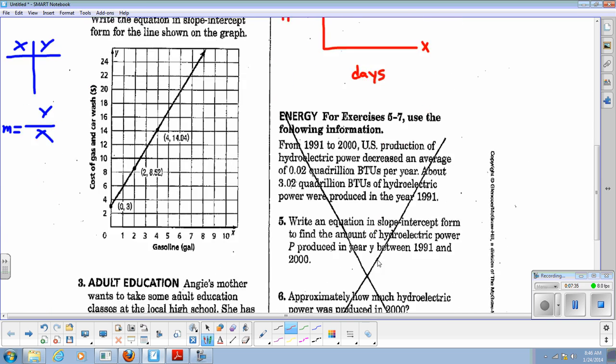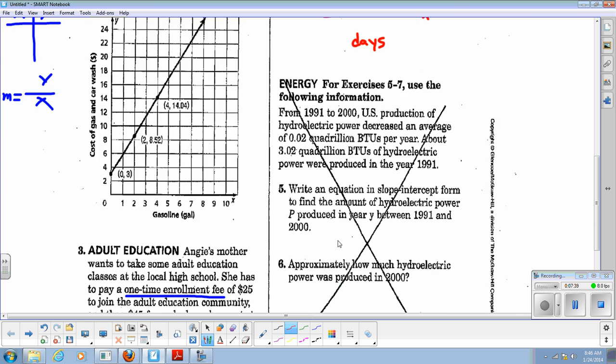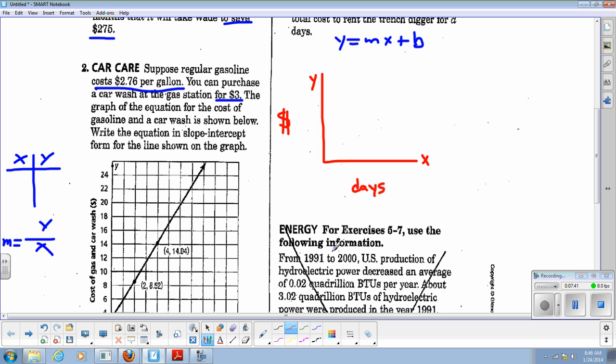We will not be doing problems 5, 6, and 7 on this sheet. That's why there's an extra room. You will not need to do them. All right, so finish up. As soon as you get done, feel free to turn that sheet in. If you have any questions, please come and see me.